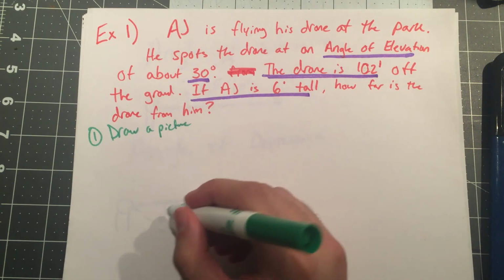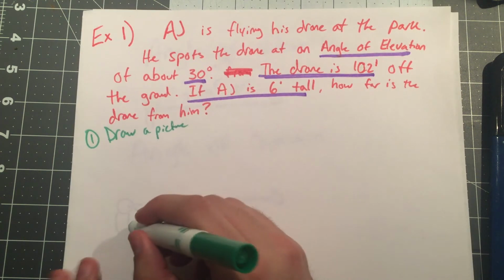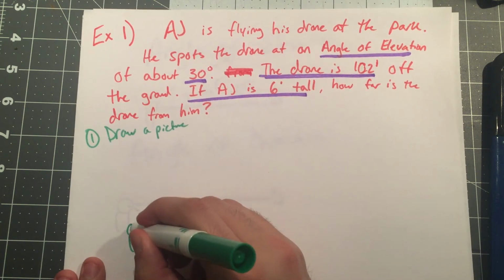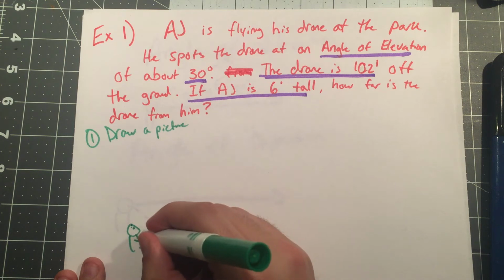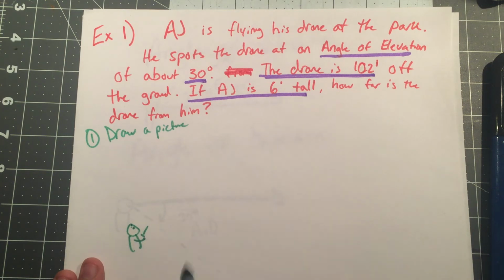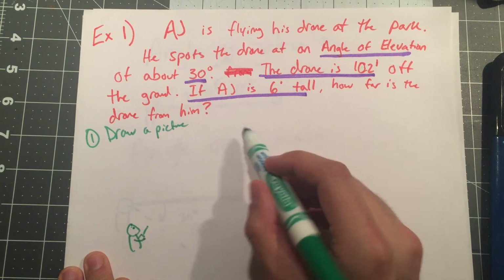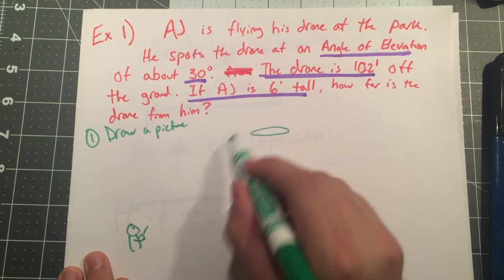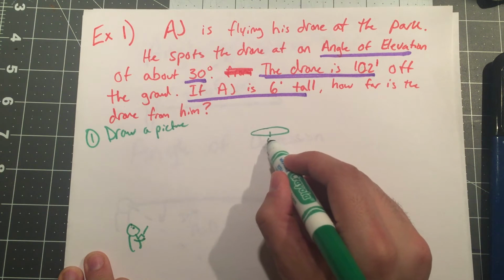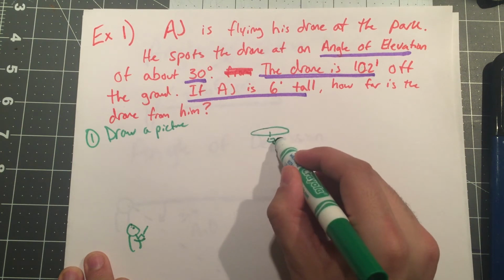So we have AJ. He's flying his drone. We'll give him a little controller. And his drone is up here. You don't have to draw things.